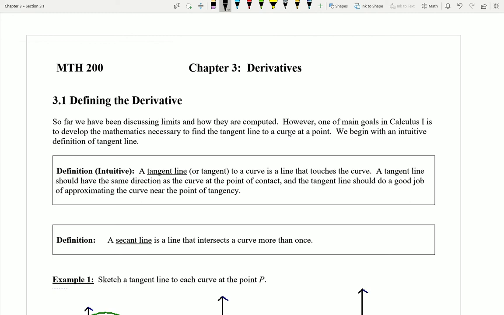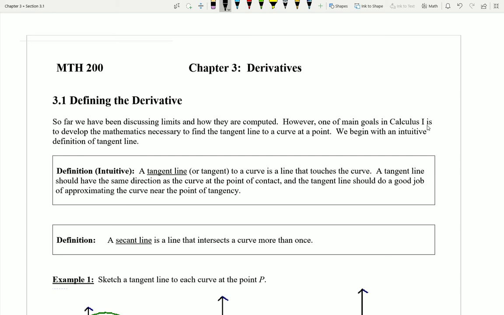As we move into Chapter 3, we have to recognize an important idea. So far, what we've been talking about is the foundational idea of Calculus 1, which is limits. Remember, if anyone ever asks you what calculus is all about, your answer should be limits. However, one of the main goals in Calculus 1 is to develop the mathematics necessary to find a tangent line to a curve at a point. And limits have just been a tool that we've been developing to help answer this question.